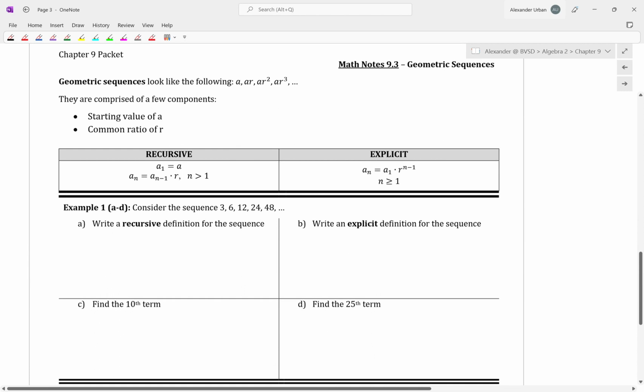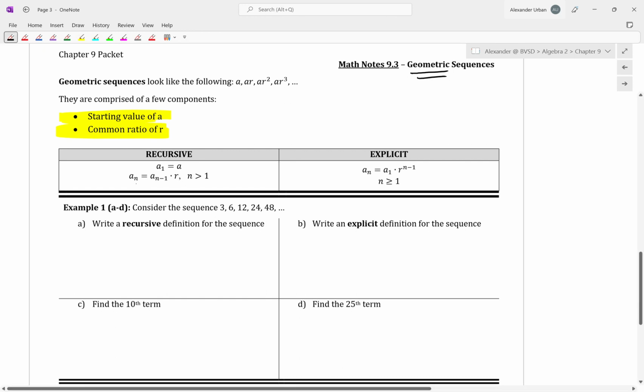We're going to talk about geometric sequences, and you're going to notice the difference here. Geometric sequences are not going to be the repeated addition. They're going to have repeated multiplication. But again, we need 2 things: a starting value and a common ratio this time, not a common difference. So we're going to want to know what we multiply by each time.